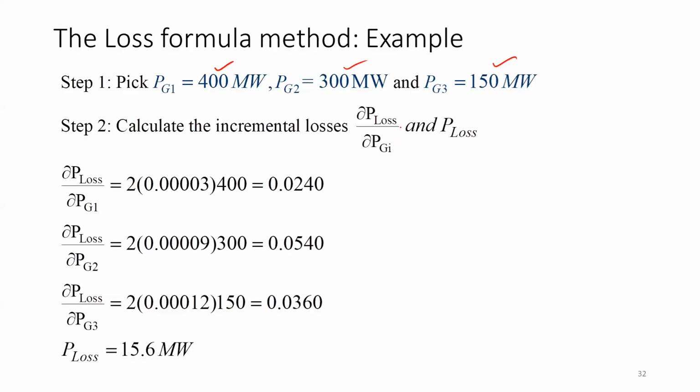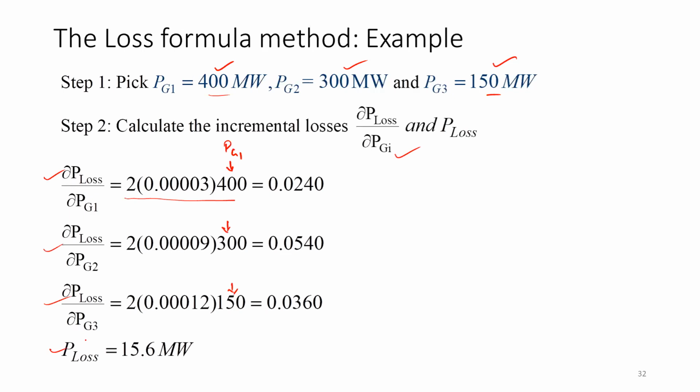We calculate the incremental losses, that is dP loss by dPGi. So we know the expression for dP loss by dPGi was this, where over here we had our PG1. Now PG1 is 400, so we plug in 400. PG2 is 300, we plug in 300. PG3 is 150, we plug in 150. So I get my dP loss by dPG1, dPG2, dPG3, and I get my P loss as well. Any confusion up to this?